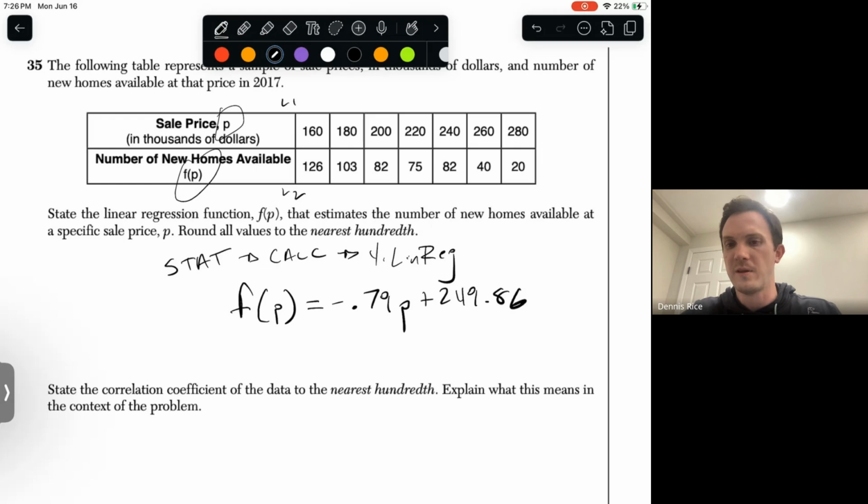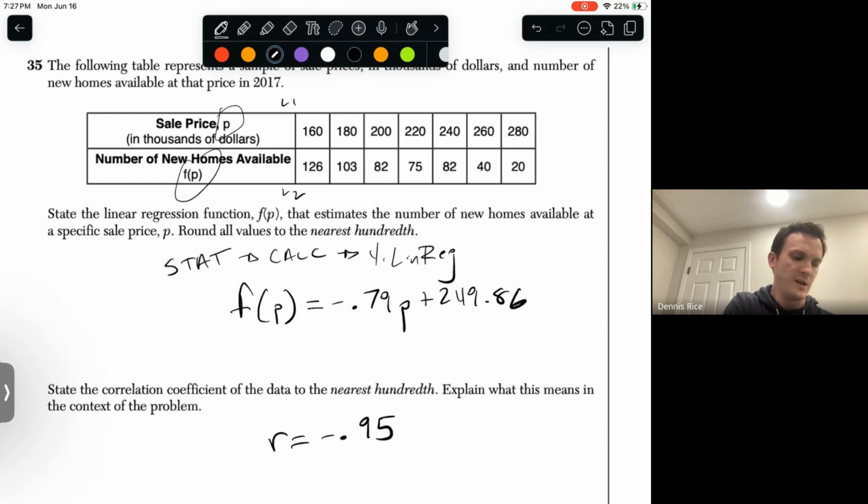Okay, and what did we get for the correlation question? R equals, or was that negative 0.95 or 0.95? That's R squared. Negative 0.95? It doesn't matter if you put R equals or not. If you just put negative 0.95, it's fine. And then how would you explain this?